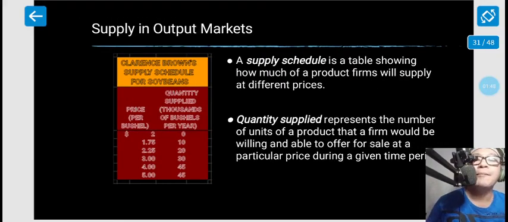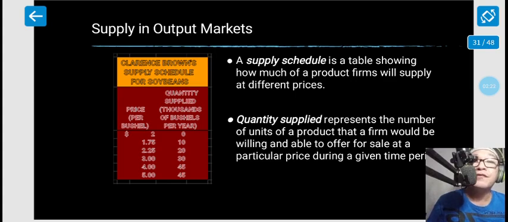So here we have an example, okay? A supply schedule is a table showing how much of a product firms will supply at different prices. So let's say, for instance, we have different prices here, as you can see in the slide. We have $2, 1.76, and so on. The price goes higher, okay? For each price, there is a corresponding supply na willing each supply ng mga producers or ng mga suppliers.